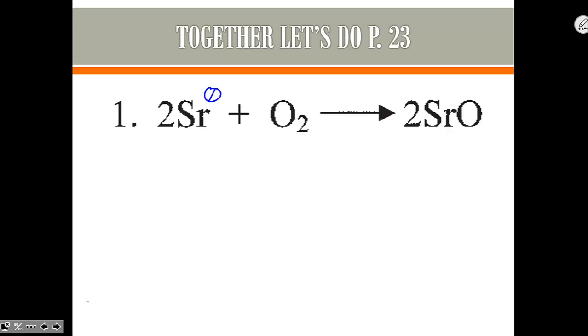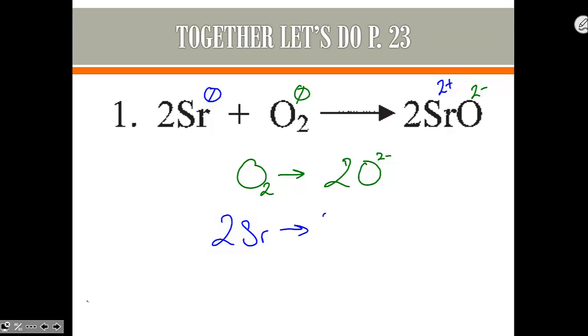However, when strontium forms an ion, strontium in the second column is always a +2. Oxygen, starting elemental with a single capital letter, starts with an oxidation state of 0, and when it forms oxide, oxide is always a -2. So breaking this into our half reactions, we have oxygen gas becoming oxide ions. And we have 2 strontium atoms that become 2 strontium ions.